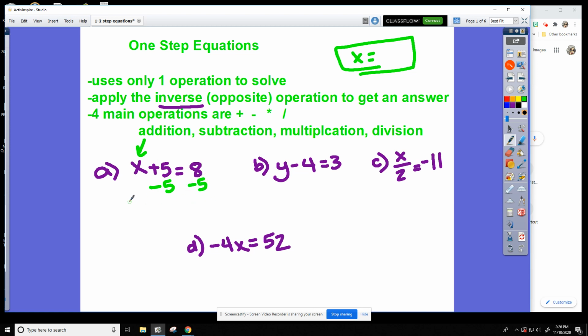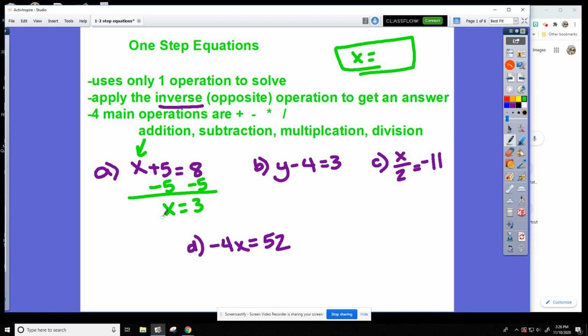So this one step that I'm going to use is subtraction. We have addition in the problem, subtraction's the opposite step. So x equals 3. Well, what happened to the 5? Well, 5 minus 5 is 0, so it's gone. And whatever I do to this side, it's a scale. Whatever I do to one side of it, I have to do to the other side.